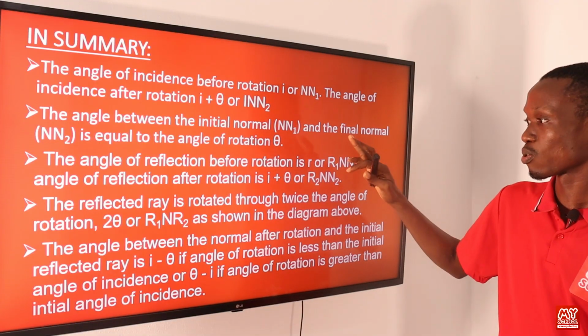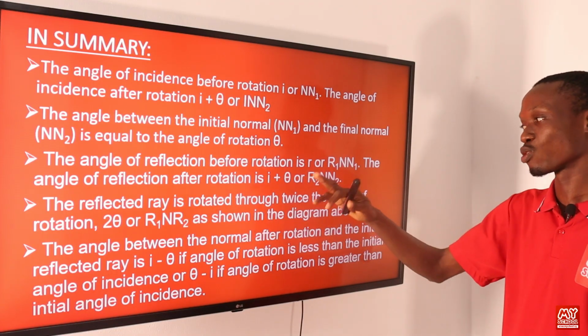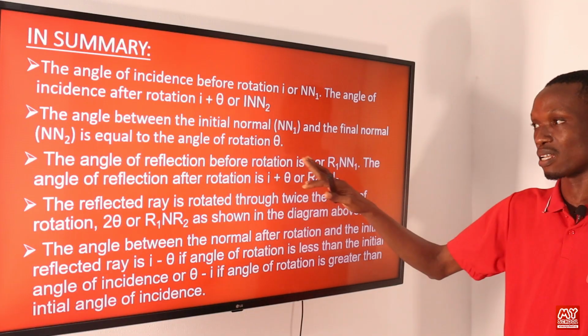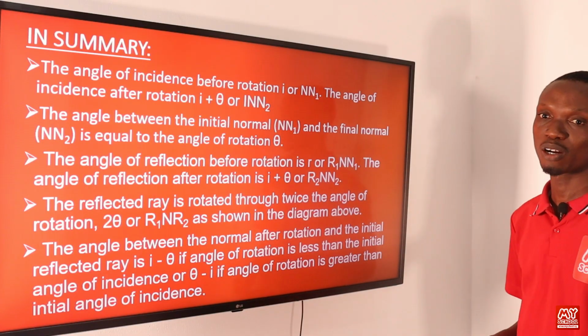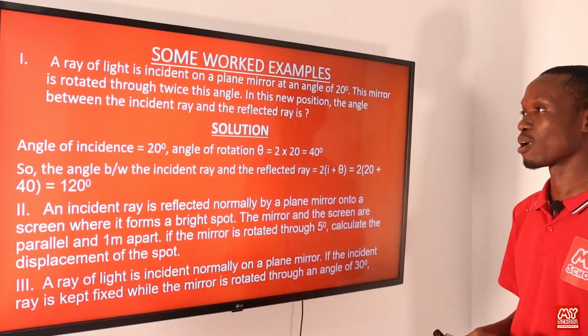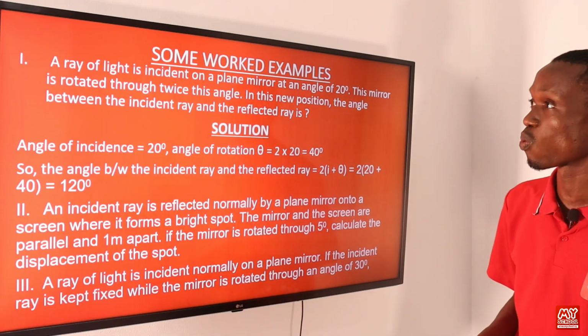So basically what I want you to take note of is this point 2: the reflected ray is rotated through twice the angle of rotation. I think that's the most important part, and this also. So let's move over to the next slide so that we can apply what we have just said in solving some problems. So let's begin with question 1.